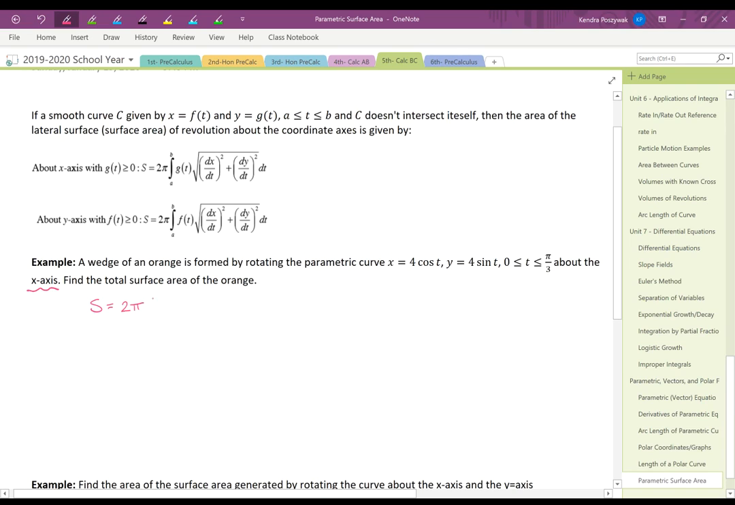2 pi times the integral from 0 to pi over 3 of g of t, which is 4 sine t, times the square root of the derivative of x with respect to t. So dx/dt is going to be the derivative of x, so negative 4 sine of t. So it's going to be the derivative of x squared, so negative 4 sine t squared, plus the derivative of y, which is going to be 4 cosine of t. So then we've got that squared, dt.